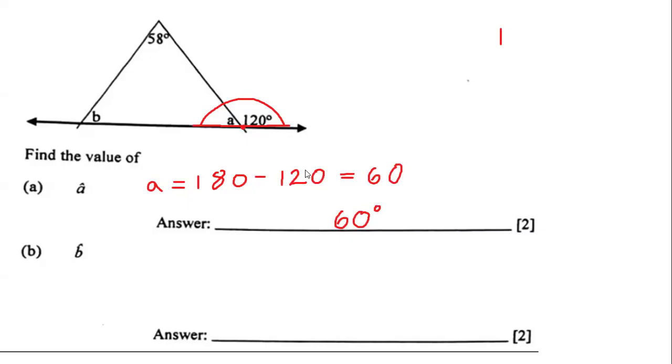How many persons got that? Let me know if you got that. A, 60 degrees. I got it. 60 degrees. Very good. Only one person? The rest of you, did y'all get it? Very good. 60 degrees. All right, next we have B.